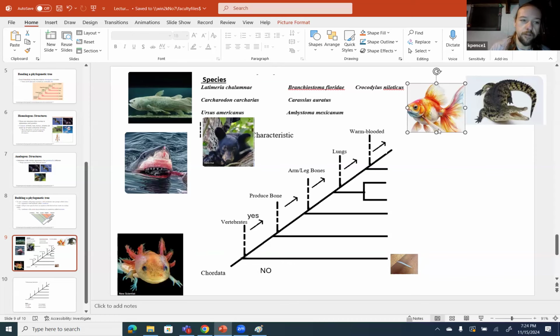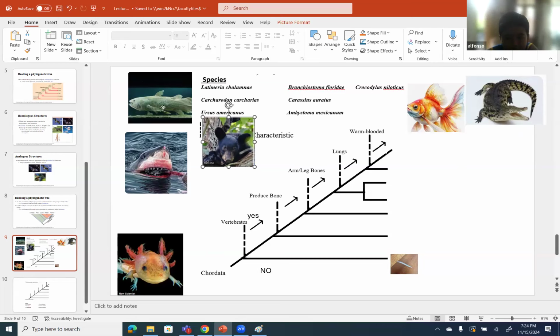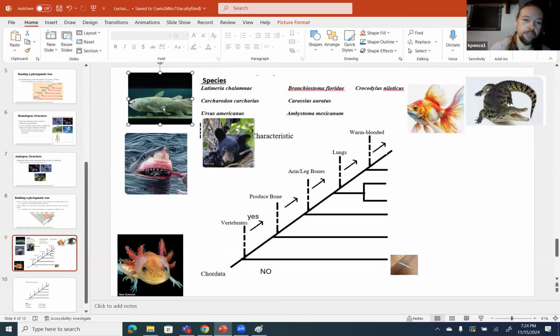Goldfish. You think goldfish have bones? Yes. Ever eat fish? They still have bones, right? They're bony, right? So goldfish have bones. Bears. Think bears have bones? Of course. Yes. Okay. Coelacanth, the fish. You think it has bones? Yes.